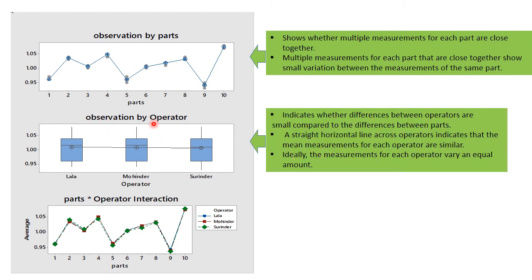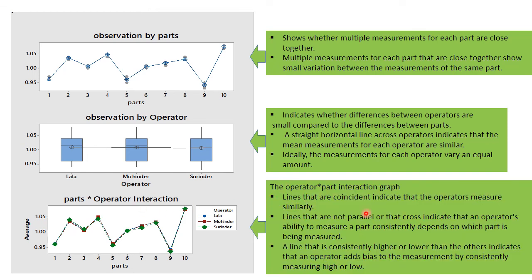Next, observation by operator. This indicates whether differences between operators are small compared to the differences between parts. A straight horizontal line like this across operators indicates that the mean measurements for each operator are similar. So in this case, you can see this is more or less similar because it's more or less a straight line. Ideally, the measurements for each operator vary an equal amount. Now, if there is a large variation, then the graph will be something like this. That shows that the measurement system is not adequate.